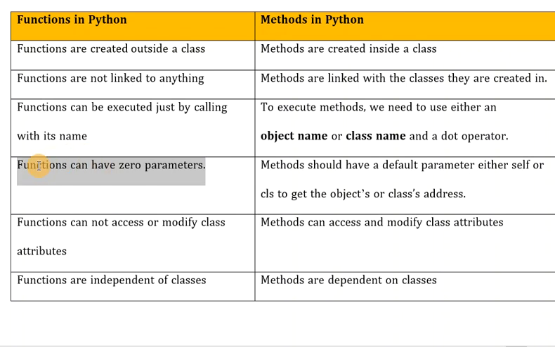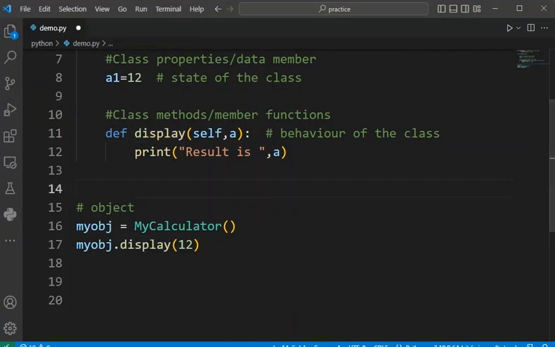Now the next point is that a function can have zero parameters. It is not required to pass parameters in a function, but in Python, methods can't have zero parameters. It is not possible to have a method with no arguments. At least one argument will be there, that is the self argument. In other programming languages we can have a method with no argument, but in Python it is not possible.